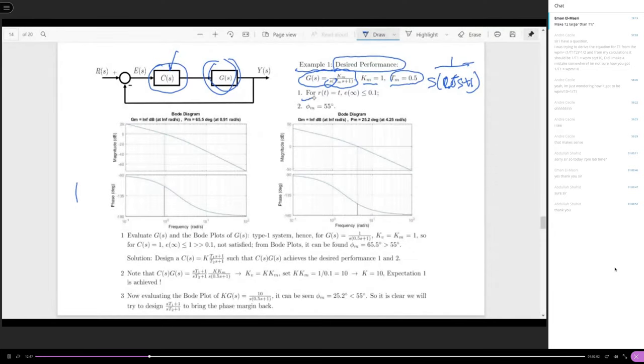The first performance that we want is that when the reference input is a ramp signal, I want the steady state error to be no more than 0.1. Now you can see that because the plant has one integrator, essentially it's a type 1 system. For a type 1 system, it does make sense for us to talk about the tracking performance with respect to a ramp signal, right?